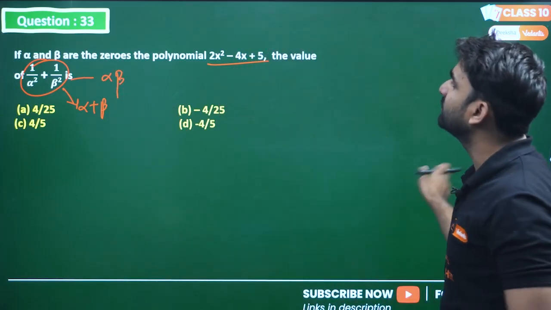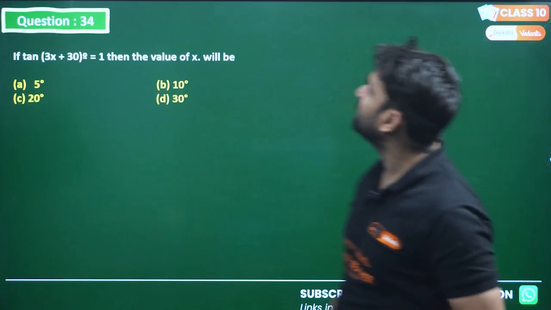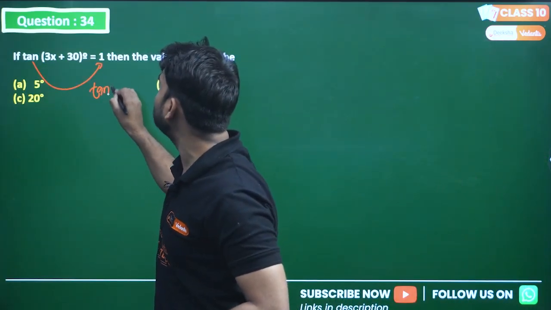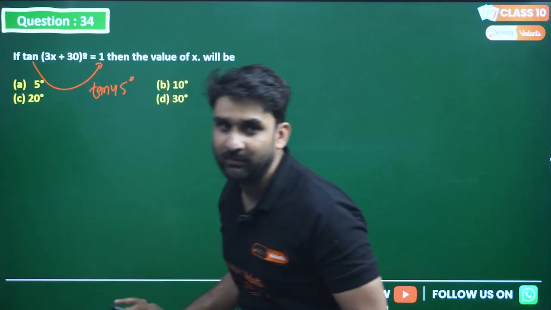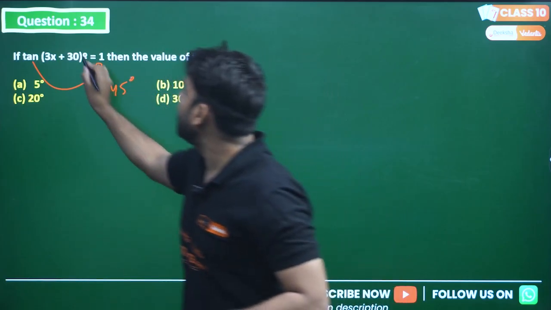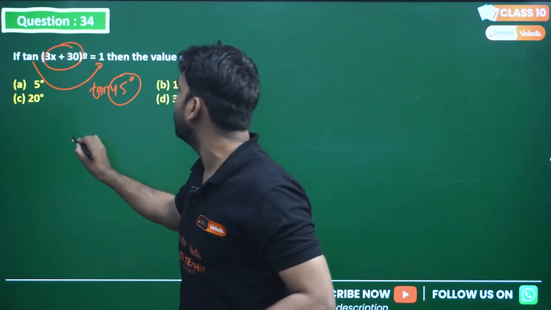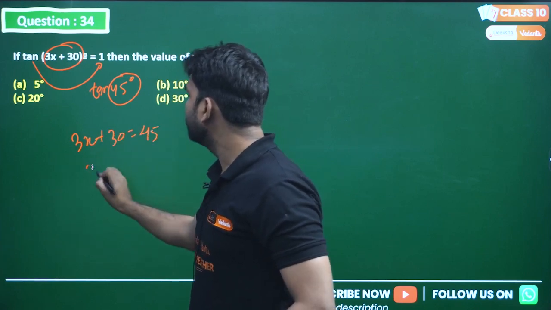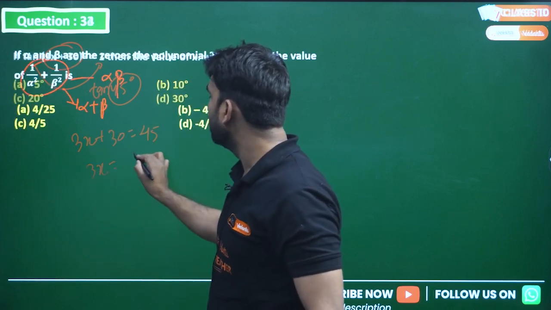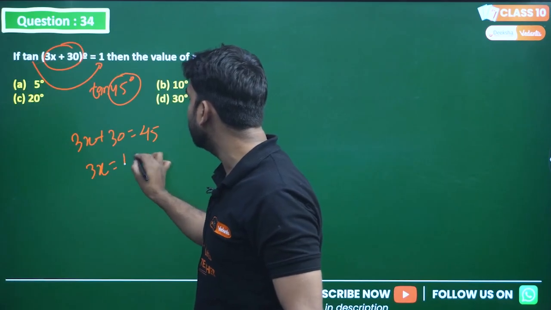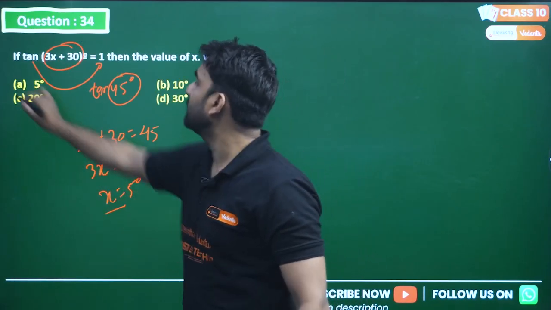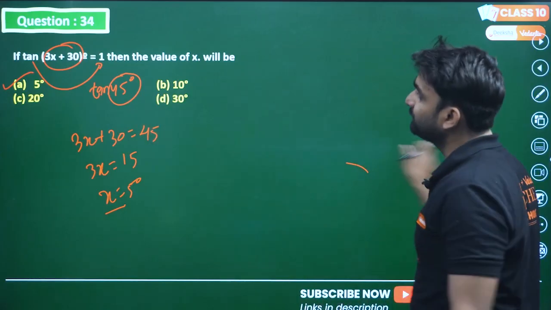By using that you can solve. tan(3x + 30) equals 1. If tan gives you one value, at which angle does tan give you 1? tan 45. So we can write 3x + 30 will be equal to 45. So 3x will be equal to 45 minus 30, which gives 15, so x we are getting here is 5 degrees. Option number A. Moving to the next question.